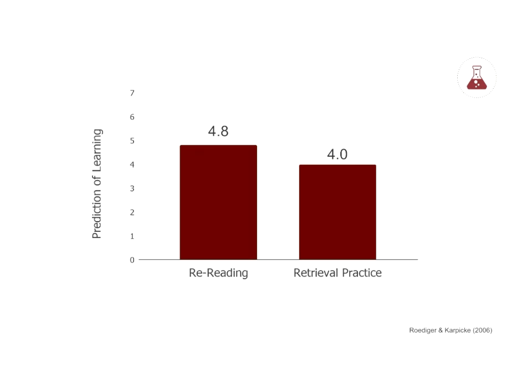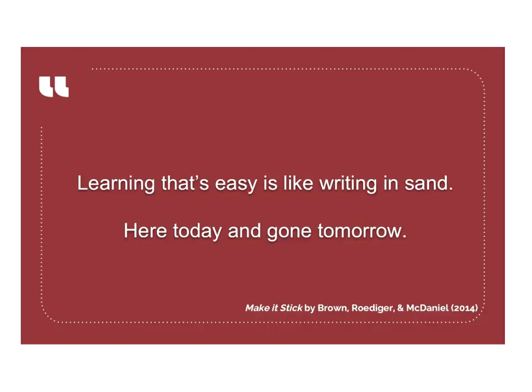And this is an illusion that students have as well. When we ask students, predict your learning on a scale of 0 to 7, how much of this passage on sea otters are you going to remember? Overwhelmingly, students say they will remember more if they had reread the passage than if they had read it and taken a brief quiz. So students also tend to think, how I do now is how I'm going to do later. But a great quote I love from this book, Make It Stick, is that learning that's easy is like writing in sand. It's here today and gone tomorrow. So just because it's here and we can remember stuff doesn't mean it's going to be around.